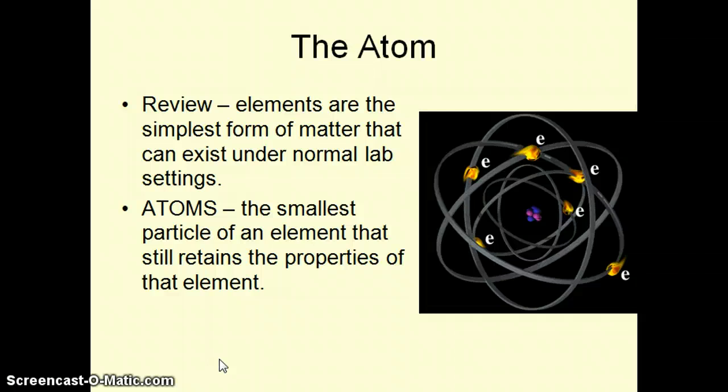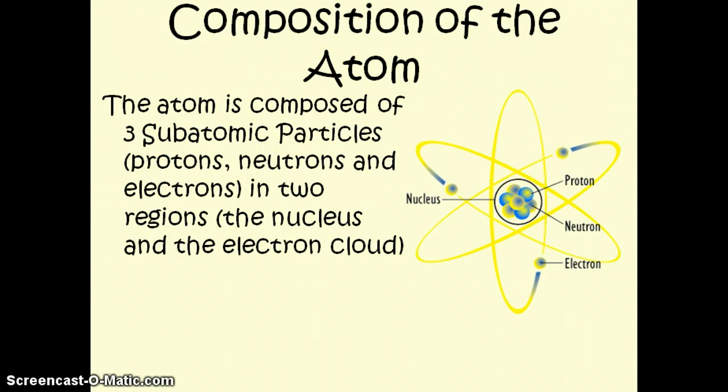So that is the smallest part of an element that we can recognize as that element. Okay, so we know when we're looking at an atom of gold that this is an atom of gold, and we'll talk about how we know that here in a minute. So onto the composition of the atom.